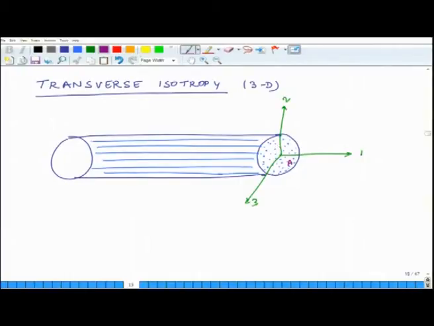Let us just assume that I cut a sample of this orientation. This is sample A and it has a thickness in the one direction. So, how does sample A look? This is how it looks, and all the dots are here. This is my 2 axis, this is my 3 axis, and this is my axis 1.